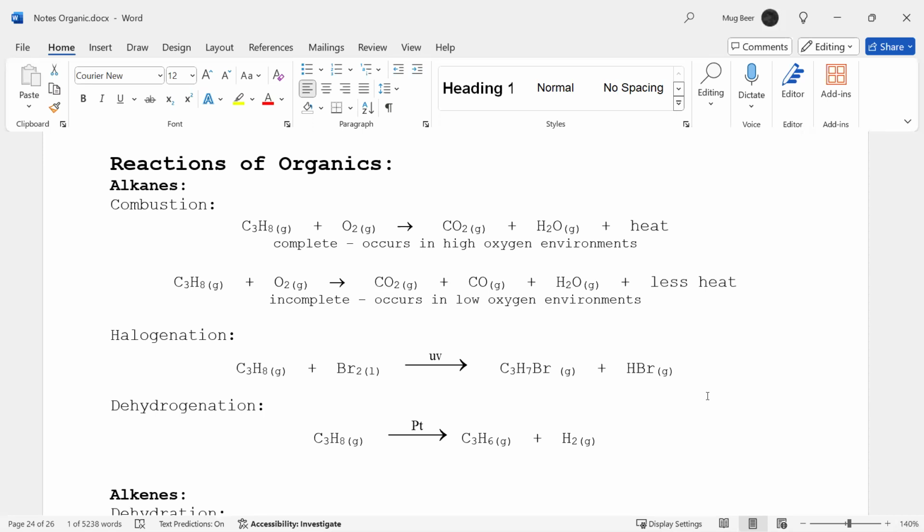And then the last one is you can deprotonate or dehydrogenate them by using platinum at the correct temperature and pressure. And that way you can make double bonded molecules. So instead of having propane, which is really not super useful, you can end up with propene, which is ridiculously useful.